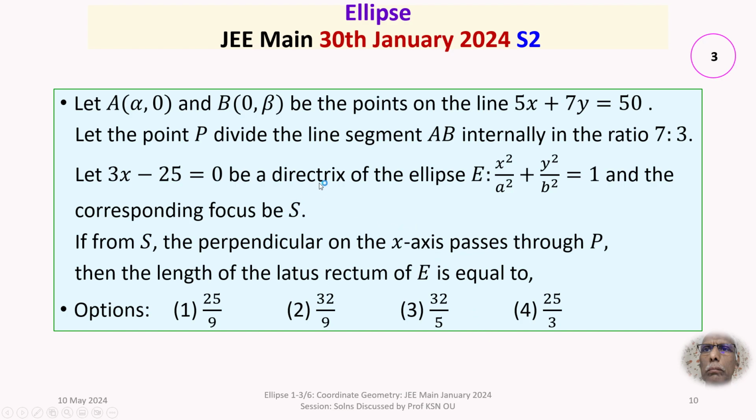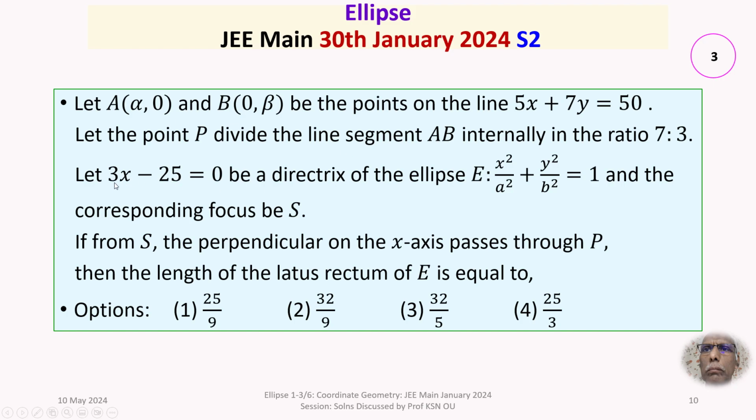And this question, we take it in 2 parts. The first part is this one. Given A alpha comma 0, B 0 comma beta are the points on the line 5x plus 7y is equal to 50, and P is the point which divides this line segment AB internally in the ratio 7:3, and thereby find the coordinates of P. That is our first part.